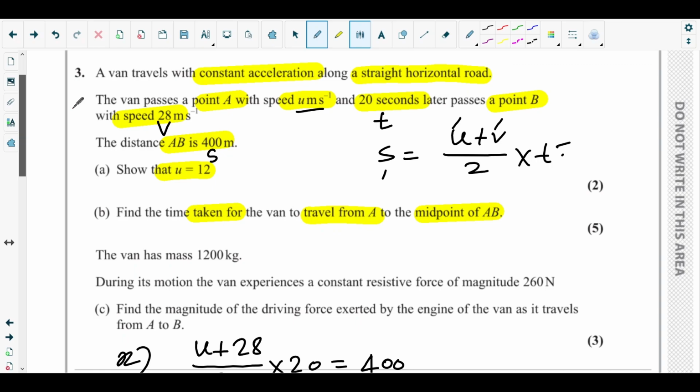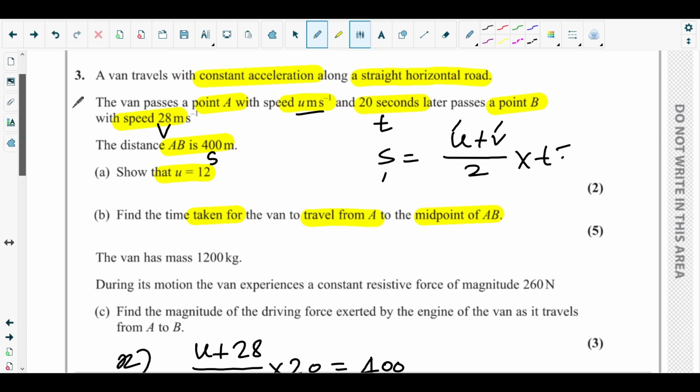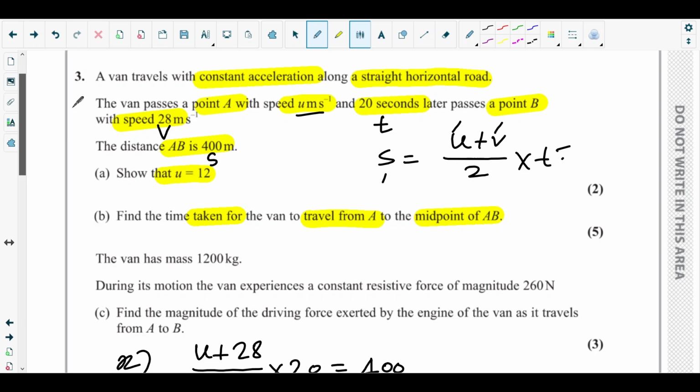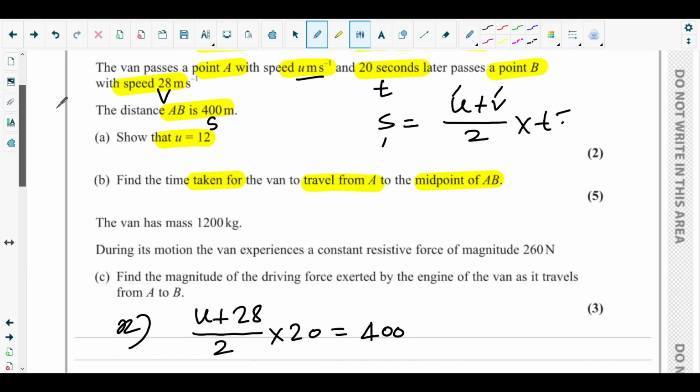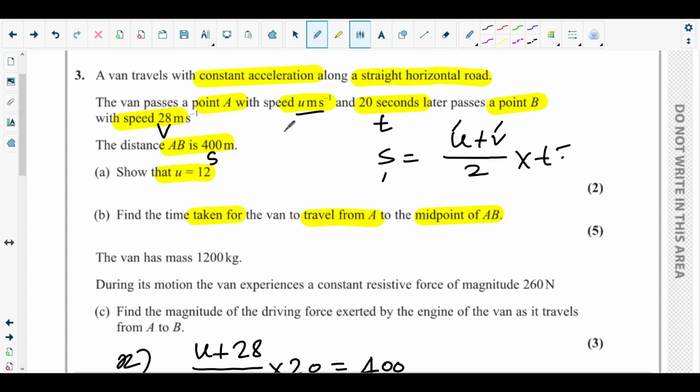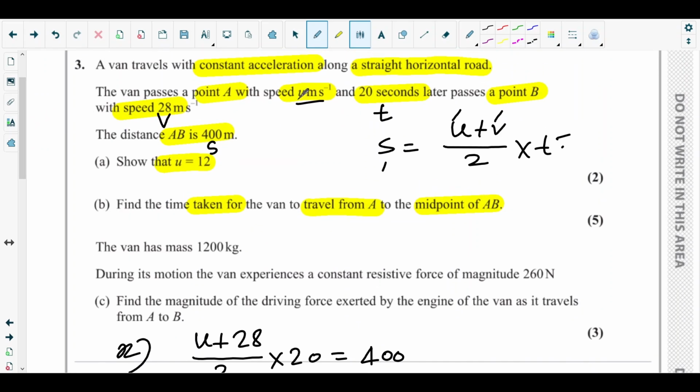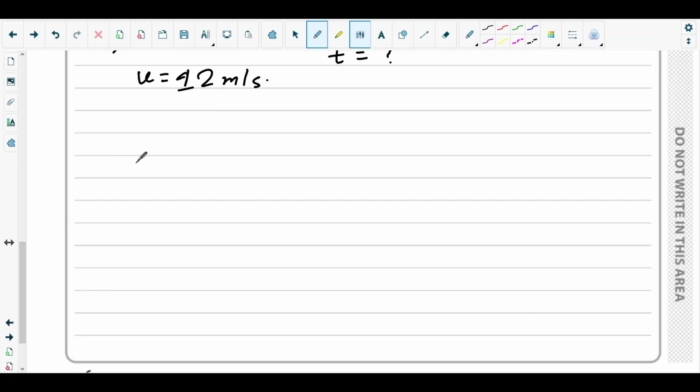What else do we know? Nothing other than that. So we know s, we know u, and we need to find t. From the given data in the question, we should figure out the next quantity, which is acceleration. We know s, u, v and t, so the remaining one is a only. So let's figure out a. Initial velocity is known, final velocity is known, and time is known, so we can easily find the acceleration.